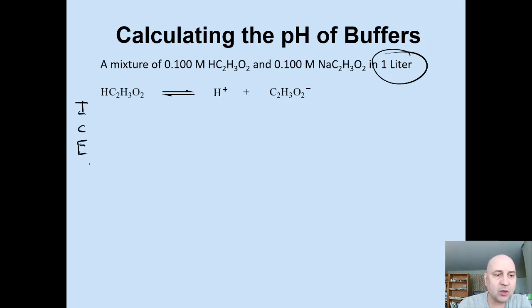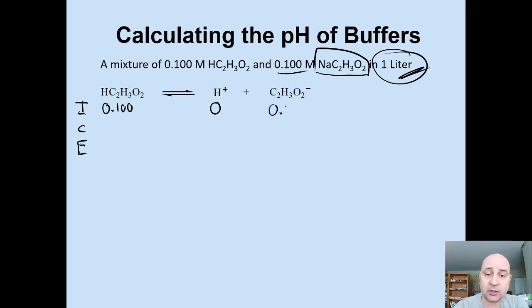Initially, we know we have 0.100, and since we have a liter, it doesn't matter if we have moles or molarity. We initially have none of that, but we do have some of the conjugate base, right? So here is the source of that, and it's exactly 0.1 moles. So we have 0.100 M.